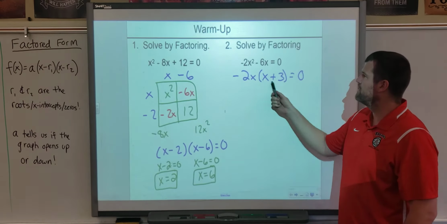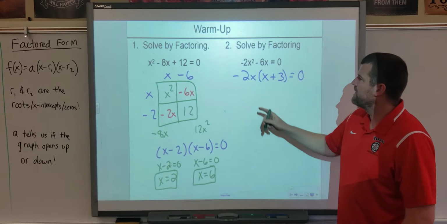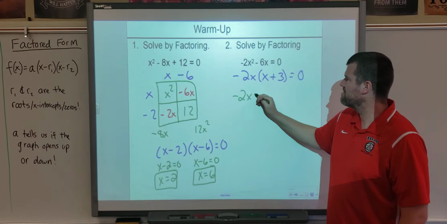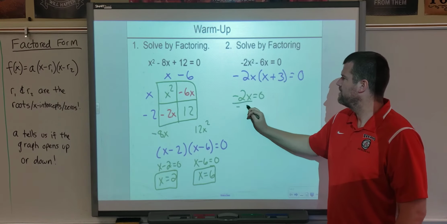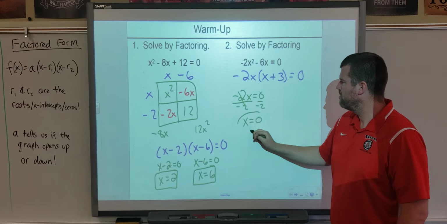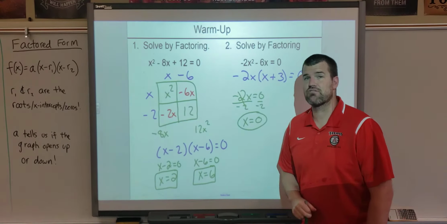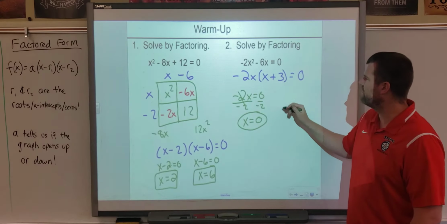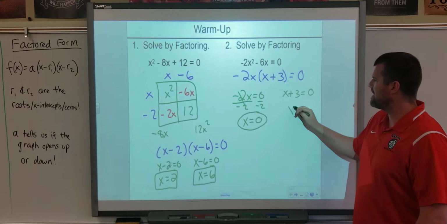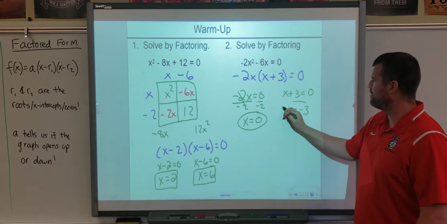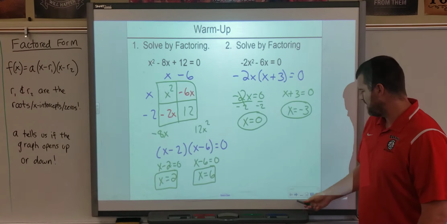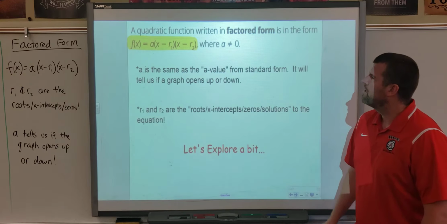And so these are the factors, and now we can set each of these factors equal to 0. So I can do negative 2x equals 0, divide by negative 2, and x equals 0, which means one of the x-intercepts of this graph will be 0. And then our second one, subtract 3 on both sides, and x equals negative 3. So 2 solutions also means 2 x-intercepts, and that's what we're going to start talking about.